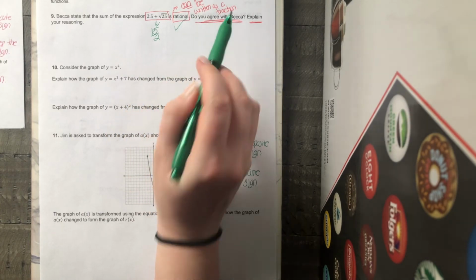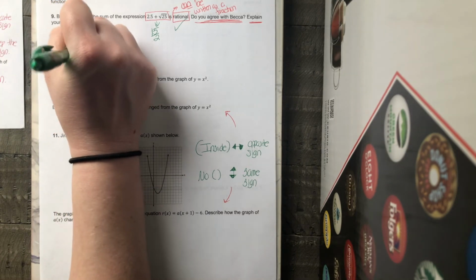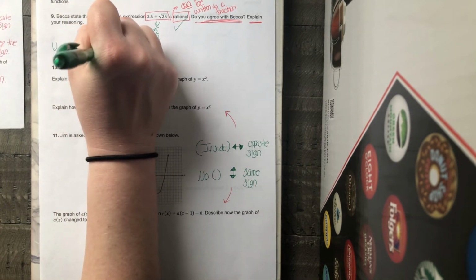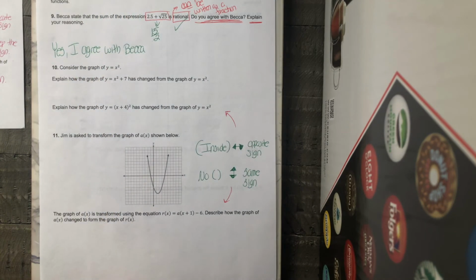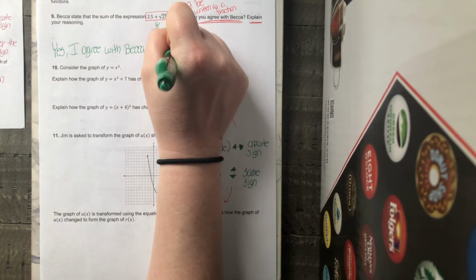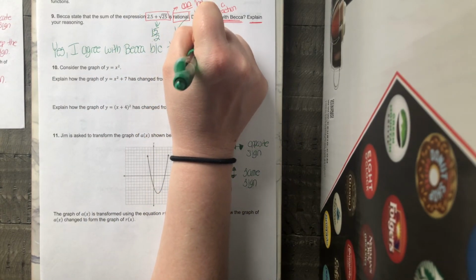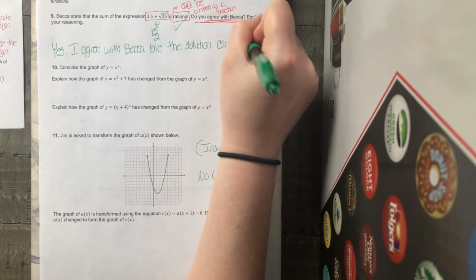So do you agree with Becca? Yes, I agree with Becca. And then it says to explain. So we're agreeing with her because the solution, our answer, can be written as a fraction.